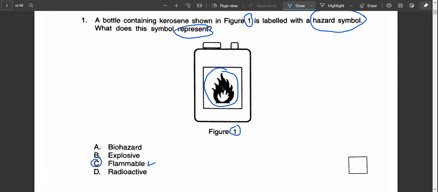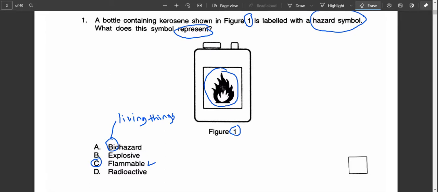By looking at the choices, you have A, biohazard. Bio means it's living things, and hazard means danger. So it means living things that can cause danger, such as a virus. B, explosive. Explosive means you can see a symbol with something exploding out of it. It's not a good drawing.